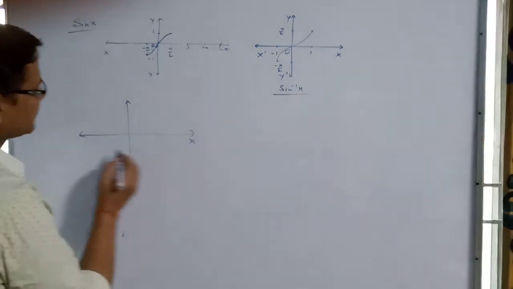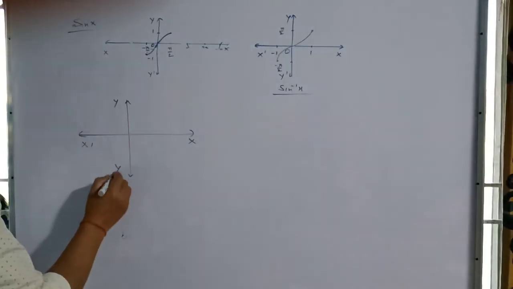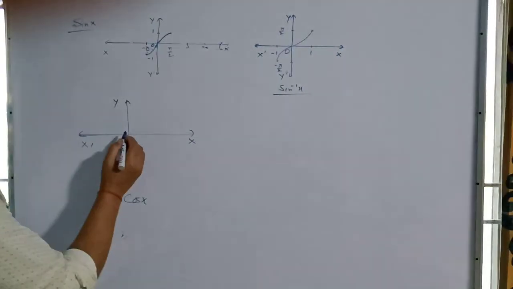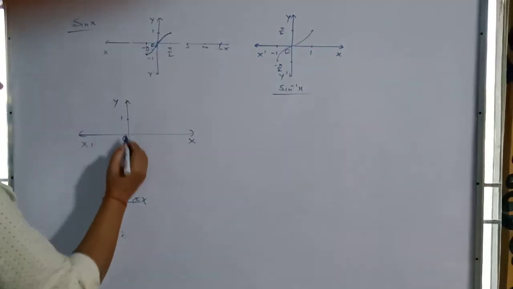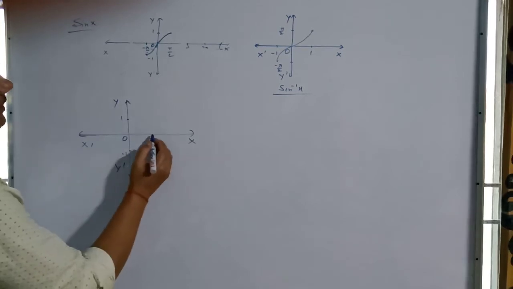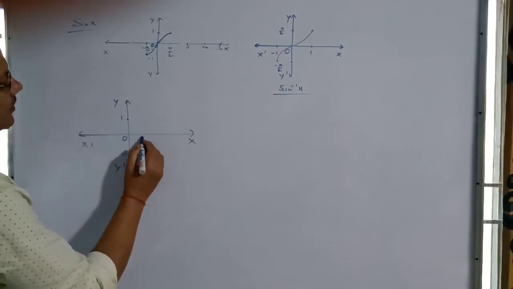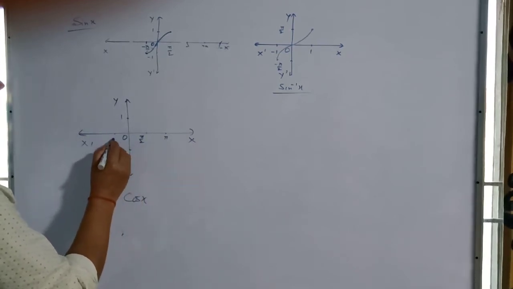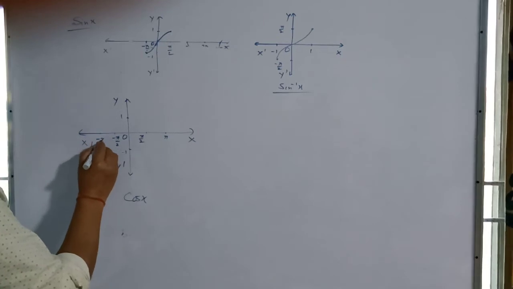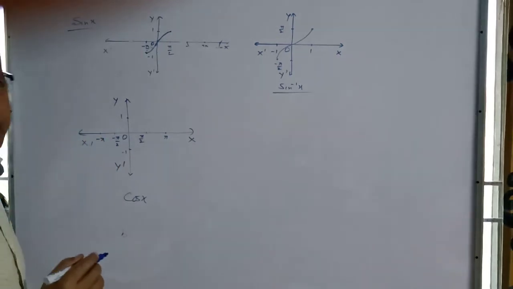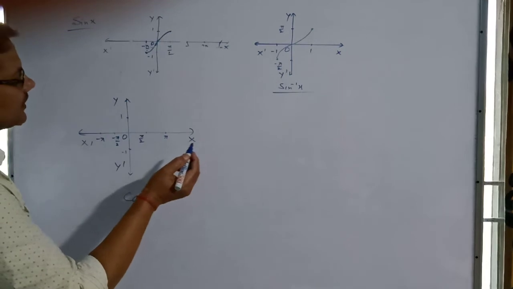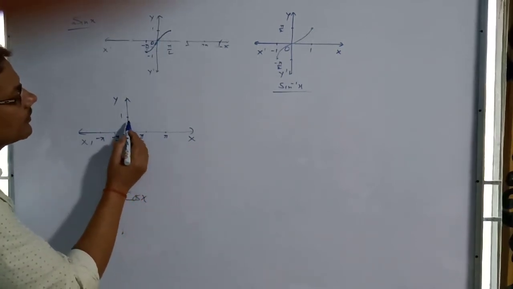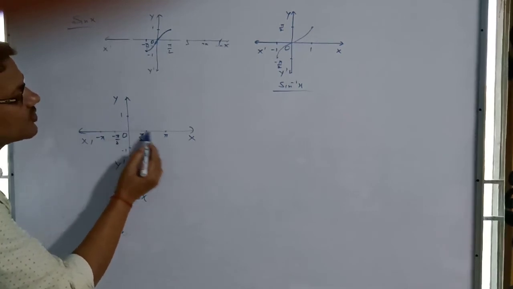Cos. This is the x-axis, y, and this is the graph of cos x. Here again it takes 1 and minus 1, with pi by 2, pi, minus pi by 2, and minus pi. The principal value branch of cos inverse x is a different thing, but here it is cos x. So for taking the graph, we are required to discuss from 0 to pi.